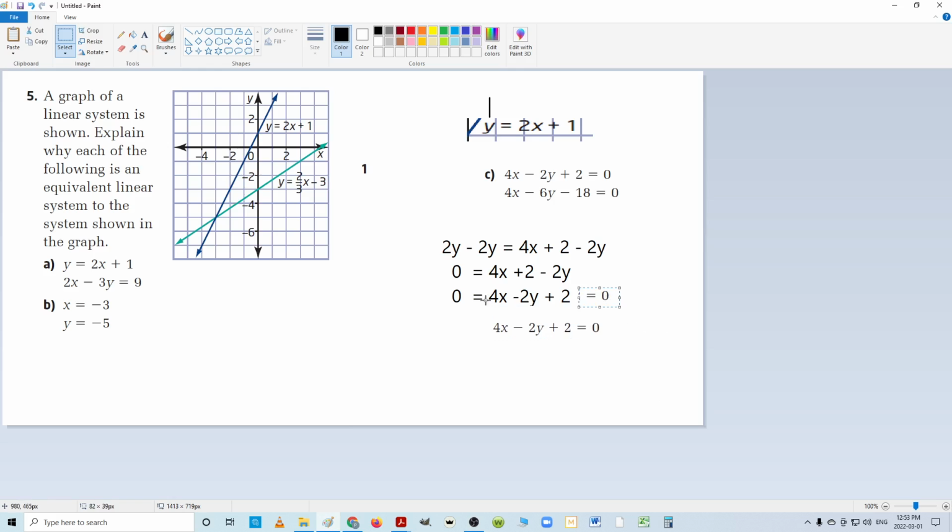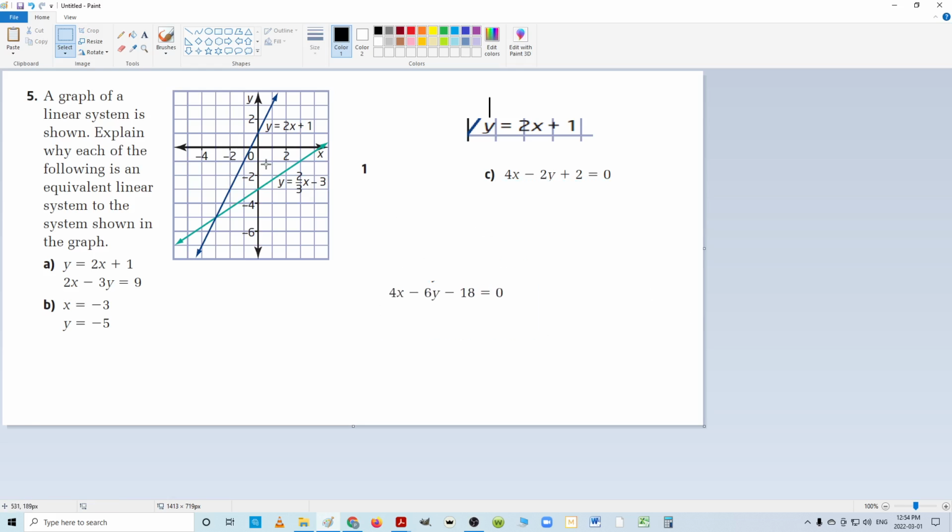Okay, they're the same thing. So you've proved that those match. Now we've got to prove how this one matches this one. A little trickier, but not really.